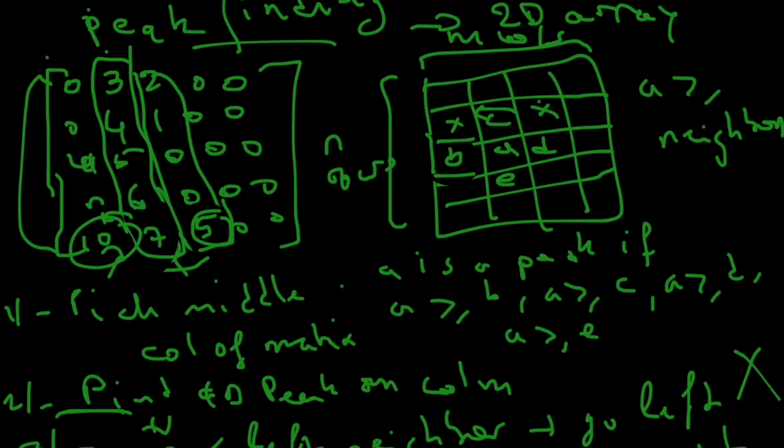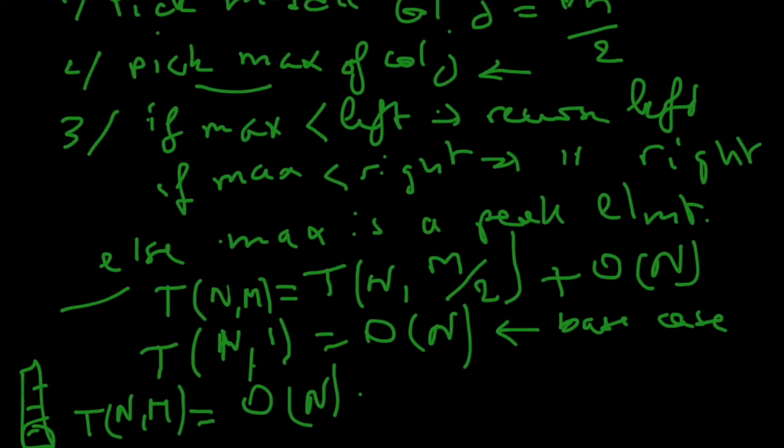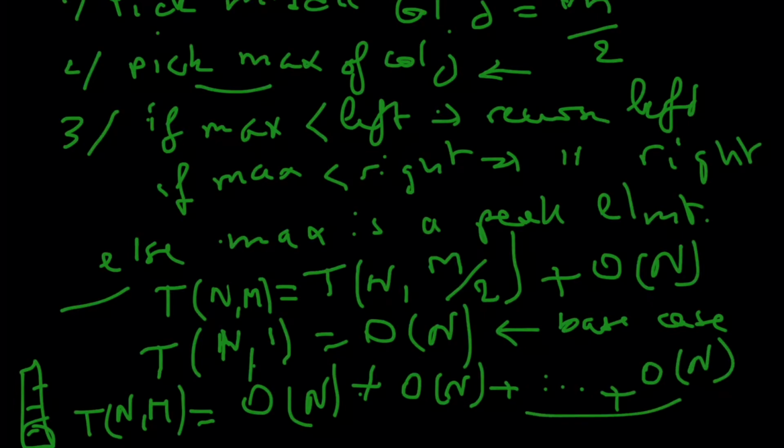And if we define it in a way, it would be similar to O of n plus O of n plus O of n, and it would be how many times? It would be log base 2 of m, which means that the final solution would be O of n log 2 of m. Okay, so this is the final solution.